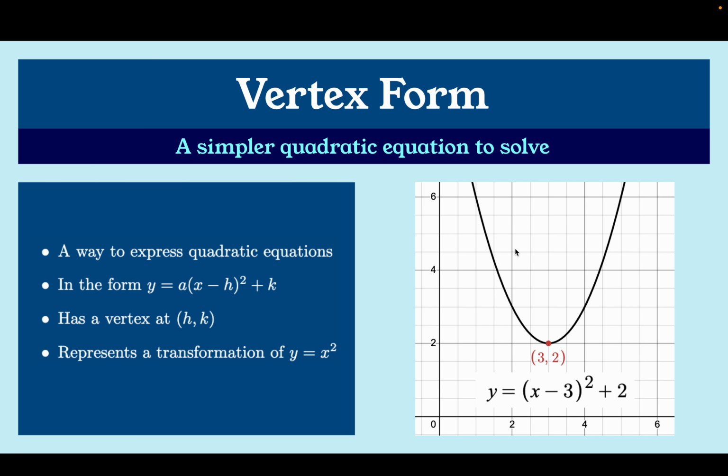Before we solve a vertex form equation, we must know what a vertex form equation is. A vertex form equation is an equation of the form y equals a times (x minus h) squared plus k, and is called vertex form because the vertex of the graph of the quadratic equation is at (h, k). For example, in the image shown here, where y is equal to (x minus 3) squared plus 2, the vertex is at (3, 2). The reason why we want to solve vertex form equations is because they are a transformation of the standard parabola y equals x squared, which makes solving them as easy as simply undoing the transformation, as we can see here.